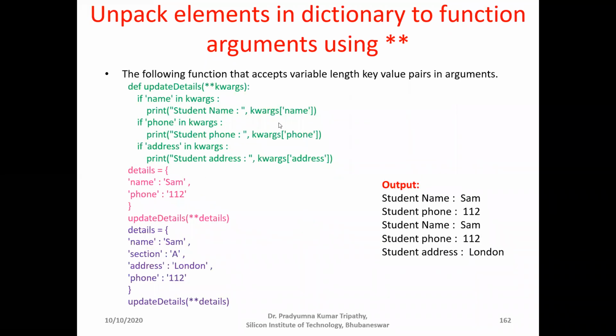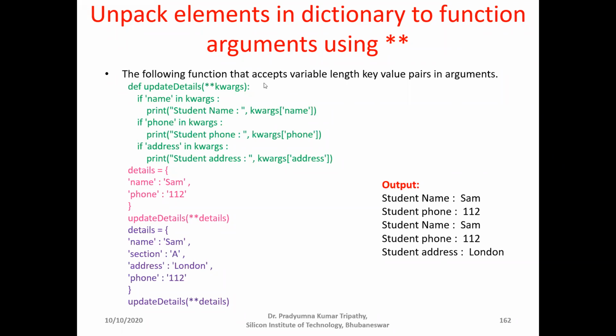So look into this example, you will understand. I have 2 parameters over here, name and phone, right? Sometimes I am passing name and phone. Sometimes I am passing name, section, address and phone. You can see over here, I have a details function having 2 parameters, name and phone. So I pass double star detail. That means now the dictionary is passed.